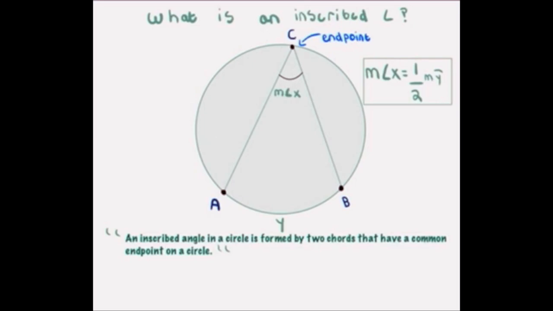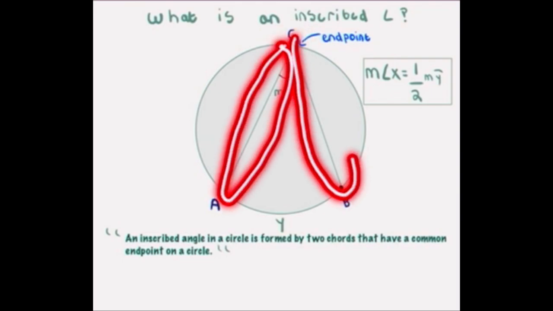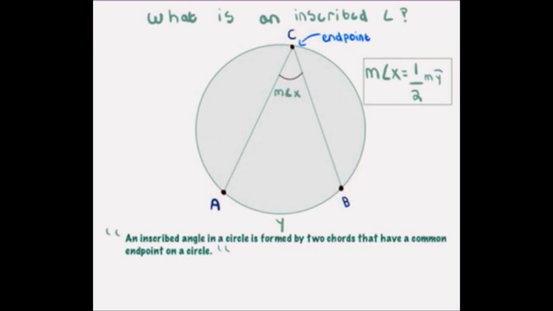First, what is an inscribed angle? By definition, an inscribed angle in a circle is formed by two chords that have a common endpoint on a circle. The endpoint they are referring to in the definition in this case would be point C, because these two chords share this endpoint on the circumference. Remember that a chord means that 2 points must be on the circumference of the circle. So AC would be considered a chord, and BC would also be considered a chord because 2 of its points are on the circumference.